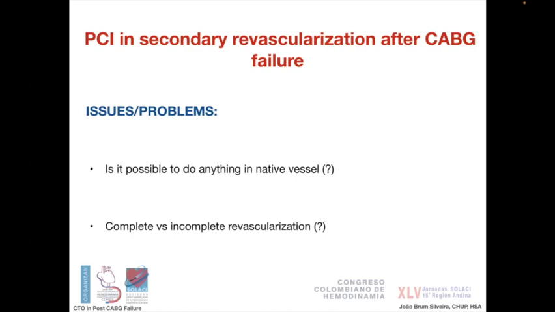This is the main question: is it possible to do anything in a vessel? And the second point is very important because we have a lot of randomized clinical trials, and we know that the best we have for the patient is complete revascularization.